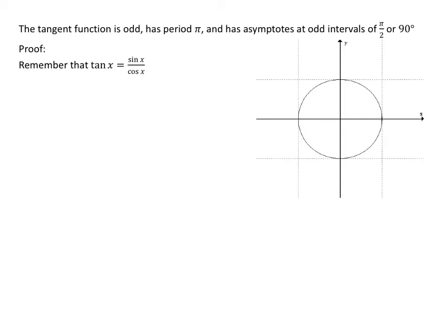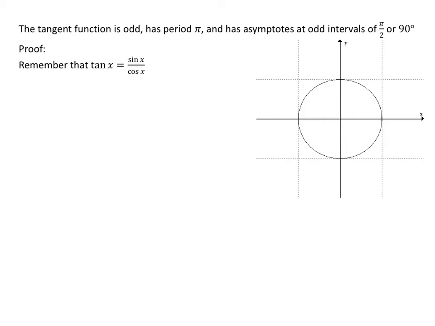So the first thing that we talk about is the tangent function is odd. It has a period of pi and has asymptotes at odd intervals of pi over 2 or 90 degrees. So let's start with the word asymptote. An asymptote is an imaginary line on a graph. Your graph never actually touches this line, it only approaches the line. And you will see asymptotes on various different types of graphs for the year.